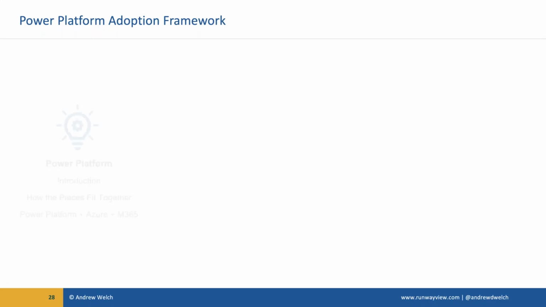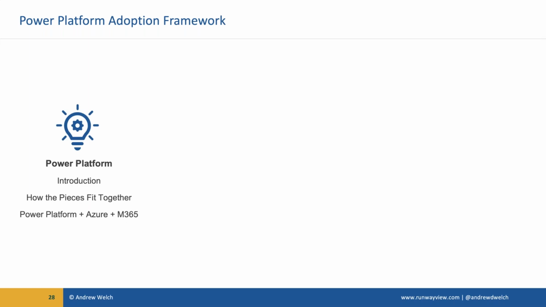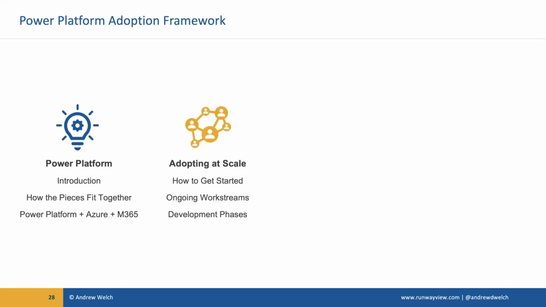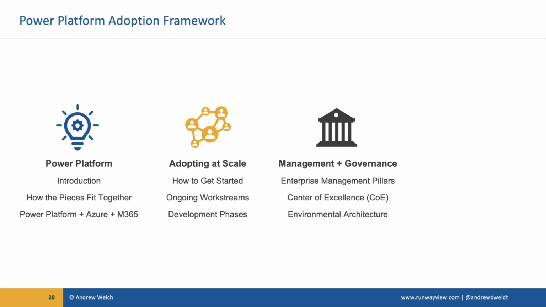So first and foremost, it's kind of a fitting together of all of the pieces. How do Power Platform, Azure, and Microsoft 365 fit together? Guidance on how to adopt at scale, how to get started, what the ongoing work streams are around the platform, how to manage and govern the platform, and this includes the Microsoft Center of Excellence model, as well as the environmental architecture model that we created for the framework.